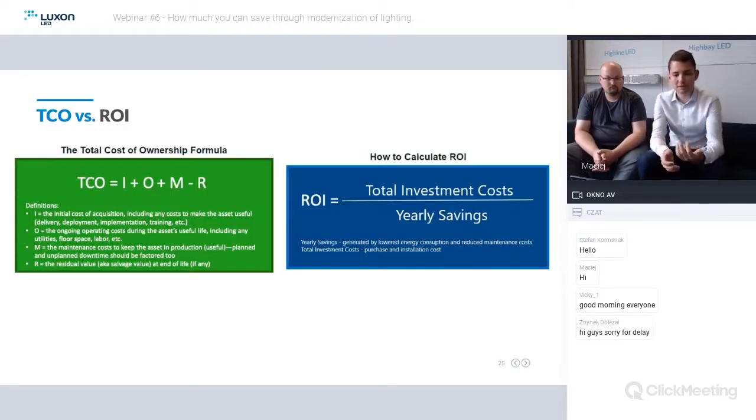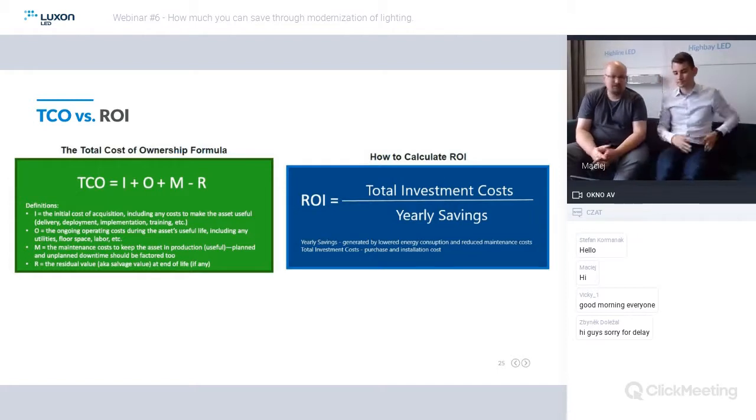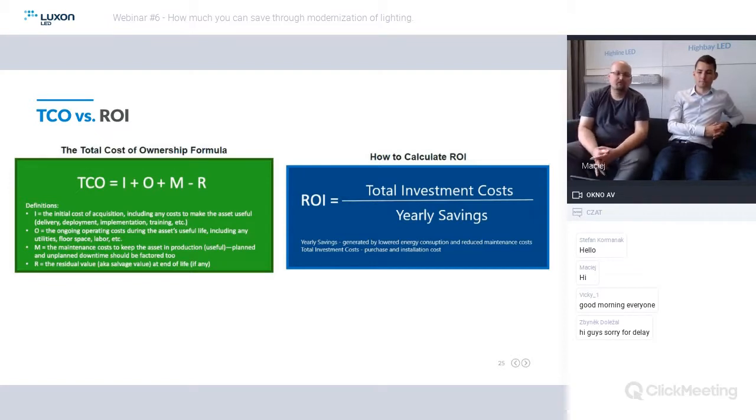So what is the key difference between ROI and TCO, and why should we implement TCO calculations for the client? Okay, so these are the definitions that can be found on the internet. The definition of TCO, total cost of ownership, is the equation that sums up the cost of investment, so the cost of luminaires and installation, then the operational costs, so the cost of electrical energy that you have to pay to use this lighting throughout the year, and the maintenance cost, so the cost of cleaning the luminaires.